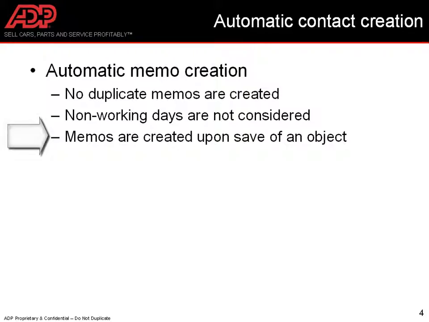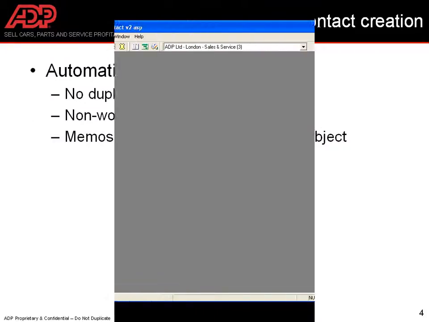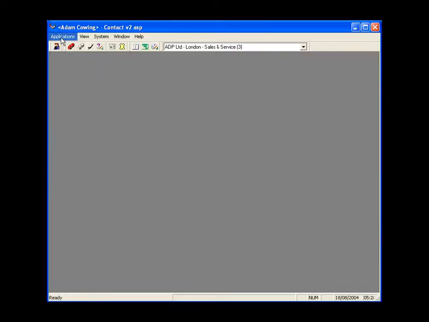Memos are created upon save of an object, that is, no memo is created until a prospect, car or offer is saved. To generate all memos in a single action, you will need to execute the system task Automatic Memo Creation. The configuration of automatic memos is done in the diary settings by either the manager or the system administrator.